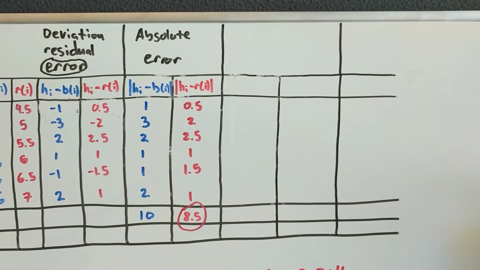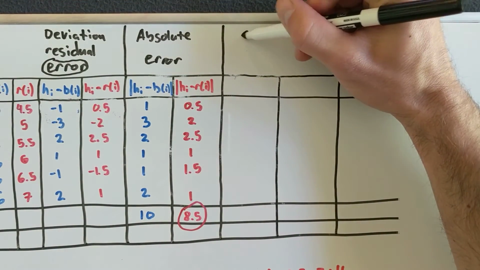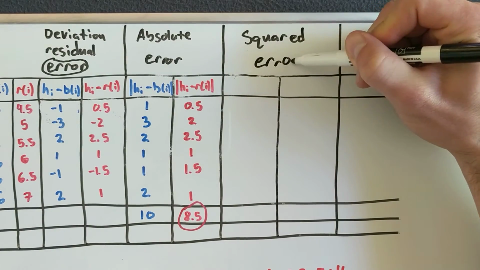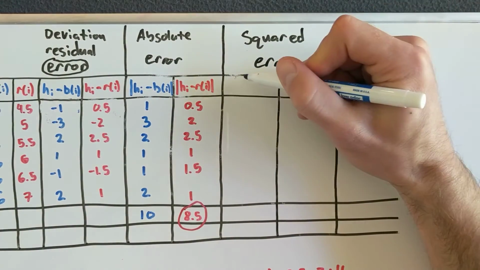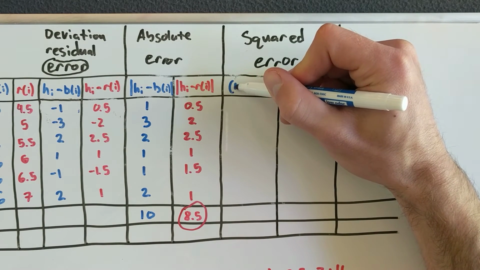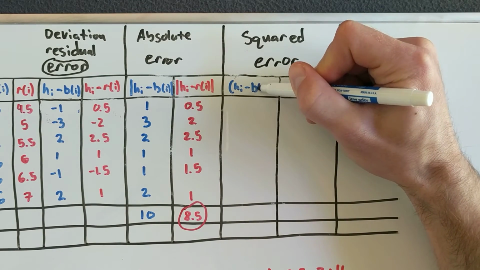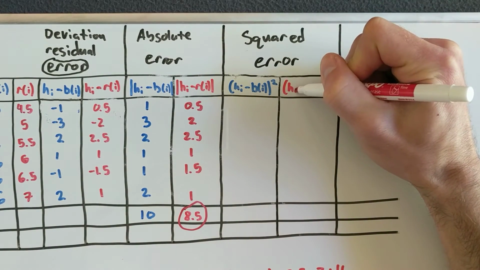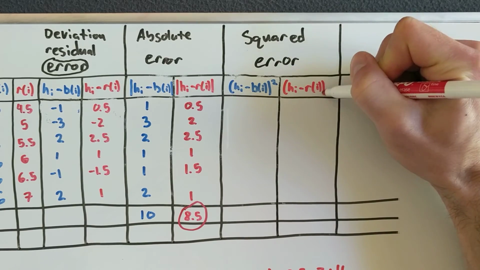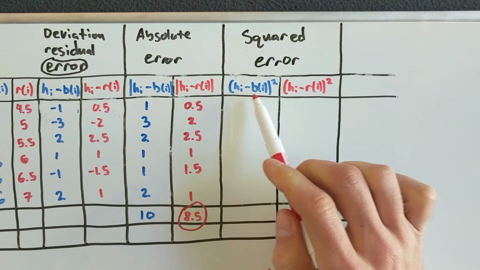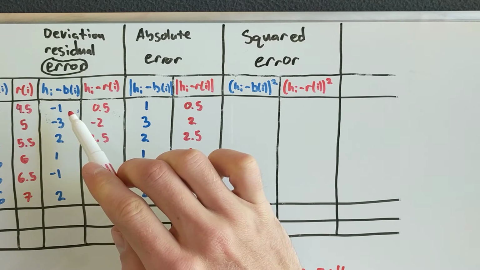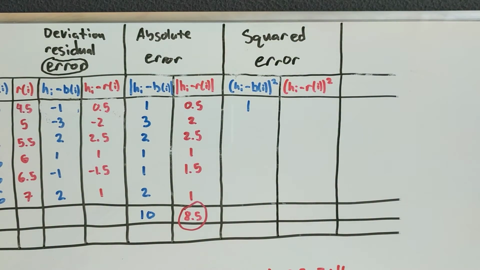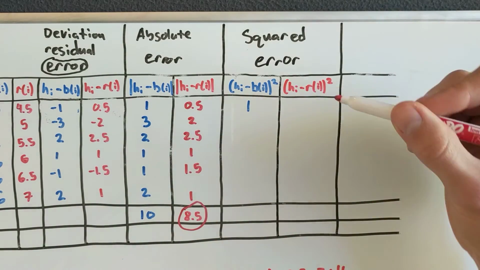Now, let's do another metric called the squared error. And this is the one that you'll actually see more frequently. The squared error is equal to, well, the square of the error. So it'll be h sub i minus b of i, squared. For red, h sub i minus r of i, squared. And we've already calculated the inside here. That's the error. So we just have to square this value. So for the first blue one, it's 1 squared, which is equal to 1. For the first red one, it is 0.5 squared, which is equal to 0.25.